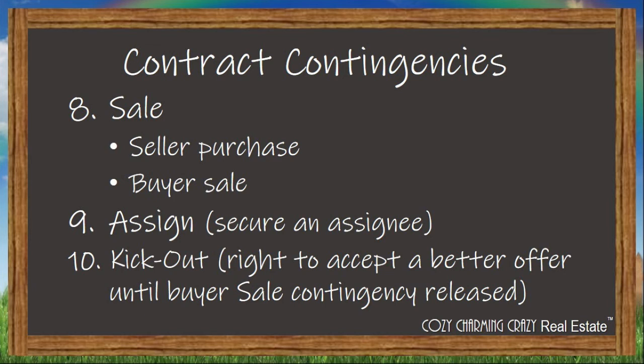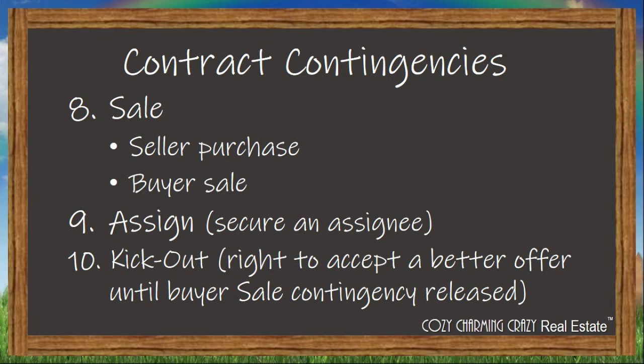Number 9 is the ability to assign, and we talked in our last episode about wholesalers, and wholesalers purchase property, and as soon as they get into escrow, they're going to go out and try to find an investor to buy it from them, so that they never take title on escrow closing day. That contract is assigned to an investor. So if you are a seller and you get an offer that says, well, I have an assignment contingency, you're probably talking to an investor, possibly a wholesaler, and you'll want to consider, do you really want to accept an offer with an assignment contingency?